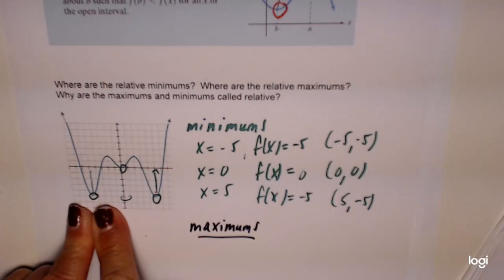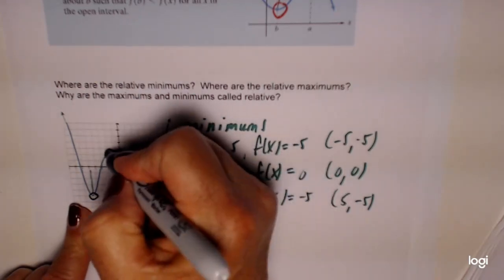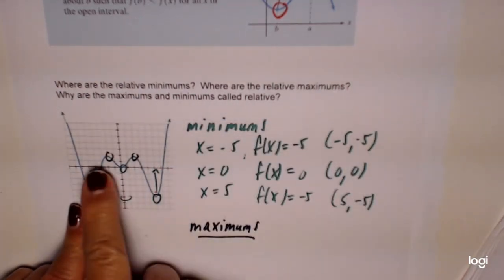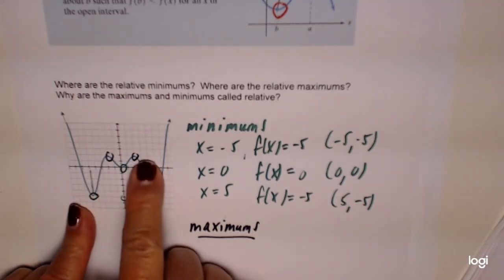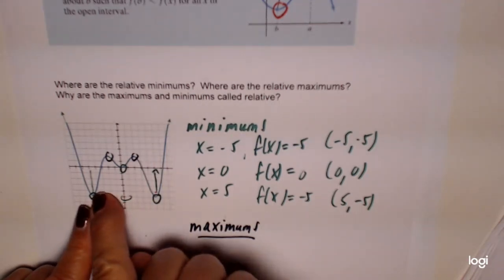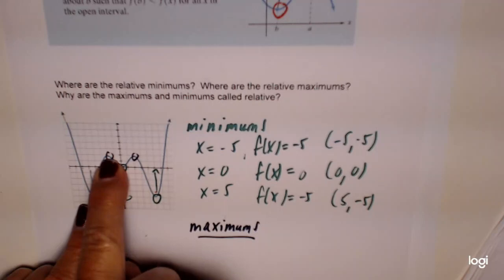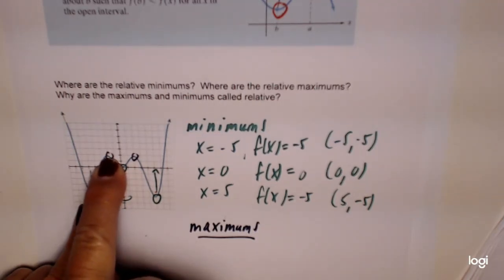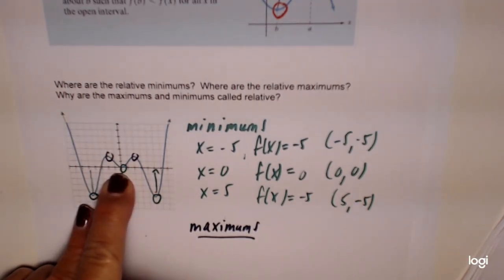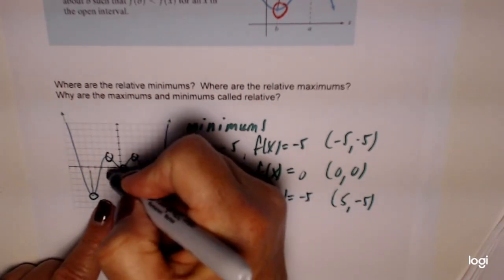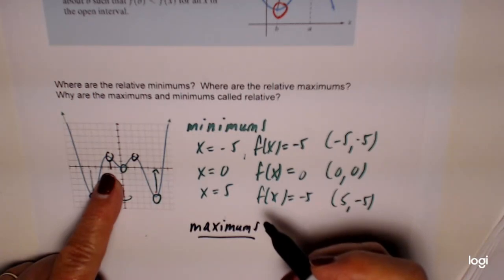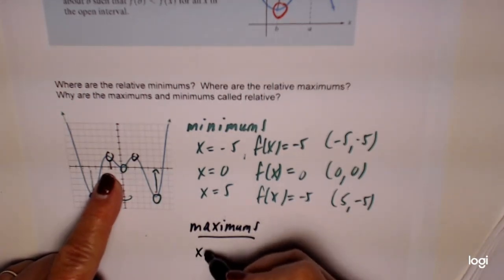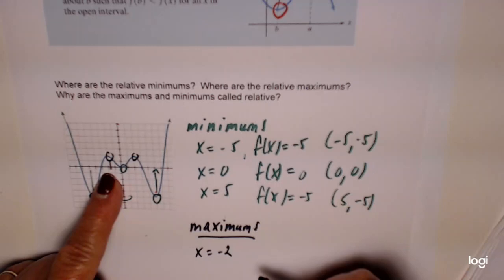For maximums, we can see we have one here and one here. These points are tops of hills. Looking, we see that we were increasing. We get to this point, we don't increase anymore. We're at the top of the hill and we start to go down again. Looking down here at the x-axis, we can see our x is -2.